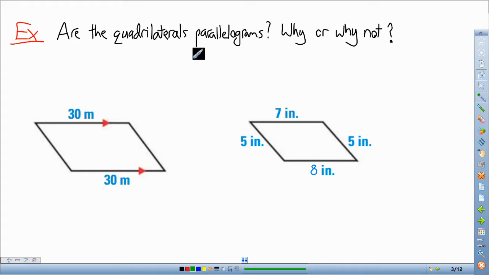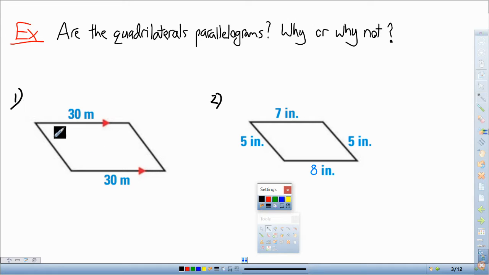Okay, so are the quadrilaterals parallelograms? This is a yes or no problem, and if yes or no, why or why not? We need to give an explanation of why we're saying yes or no. So let's take a look at this first one here. I guess we didn't number them. Usually I do. We can call this one number 1, this one number 2.